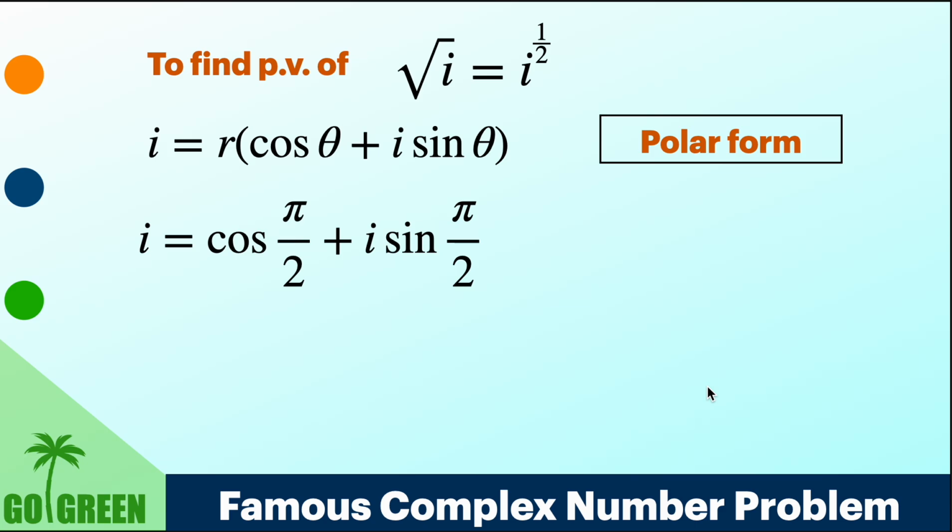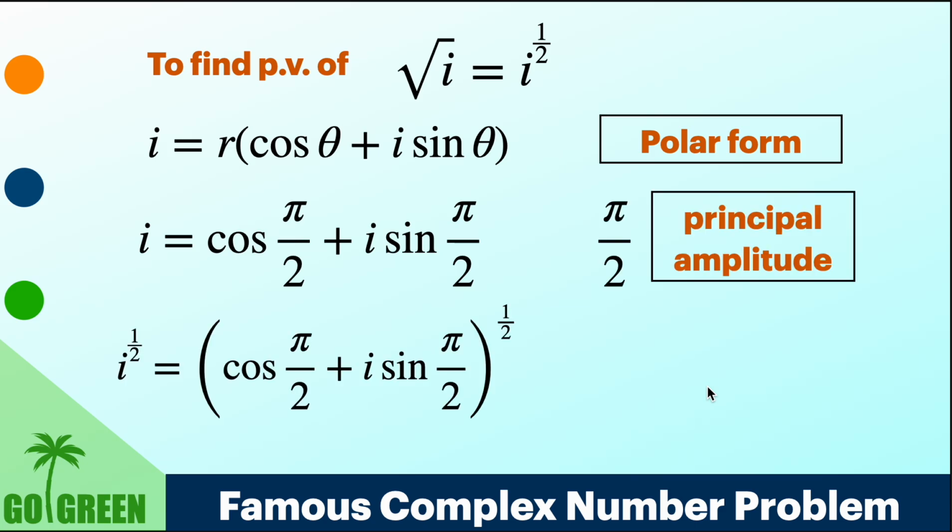Then what is i to the power half? It is of course (cos pi by 2 plus i sin pi by 2) whole to the power half, and by de Moivre's formula it is cos pi by 4 plus i sin pi by 4, this being the principal value, because it can have many other values. Actually, if it is square root, then it has two distinct values, and all others are one of these. One is cos pi by 4 plus i sin pi by 4, and another corresponds to n equal to 1, which may be 3 pi by 4. Here it is the principal value, therefore we will only work with cos pi by 4 plus i sin pi by 4. This is the value of root i.